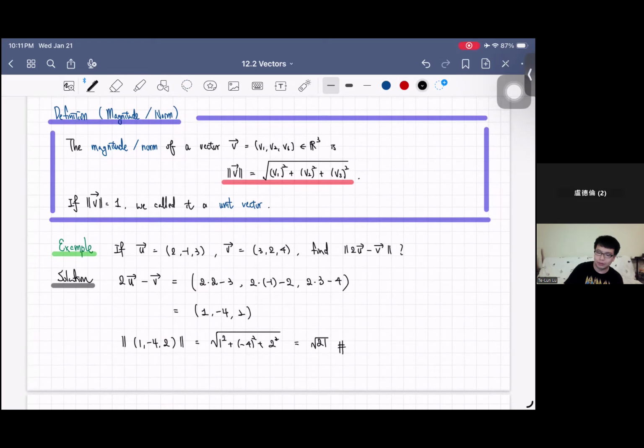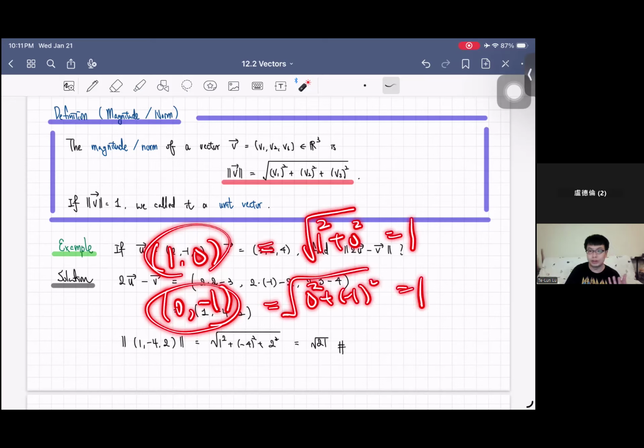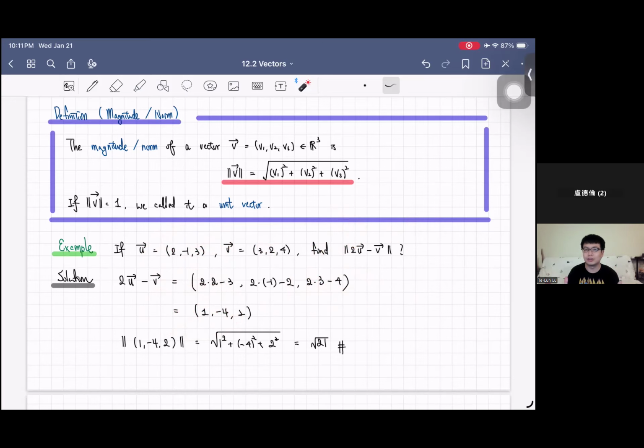For example, the easiest one, say (1, 0, 0) and (-1, 0, 0). This thing has magnitude the square root of 1 squared plus 0 squared, that's 1. This thing has the same magnitude. So they're of the same magnitude, but they have different directions, right?